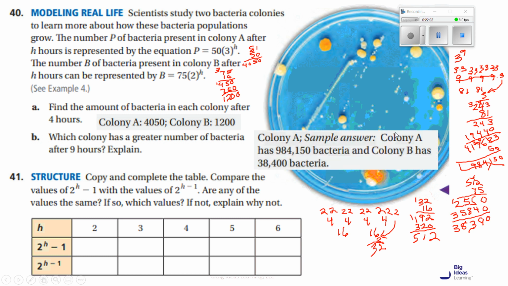So colony A. Colony A has, let's see if we were right, 984,150, right on the money. Colony B only had 38,400, and I don't know what went wrong over here. Let's see here. They came up with a different number. Let's try to find out.